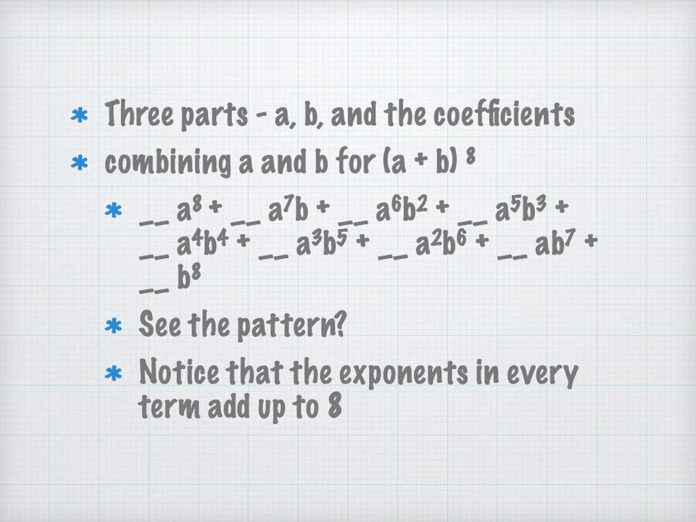Okay? So we've gotten the exponents on the variables. What we need to do now is figure out where those coefficients come from. That's what those little lines are indicating. We need a number in front of each of these. Where do those numbers come from?